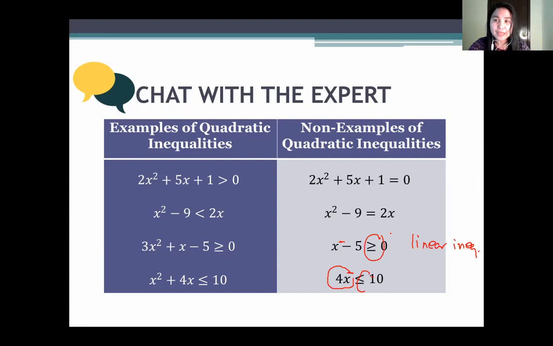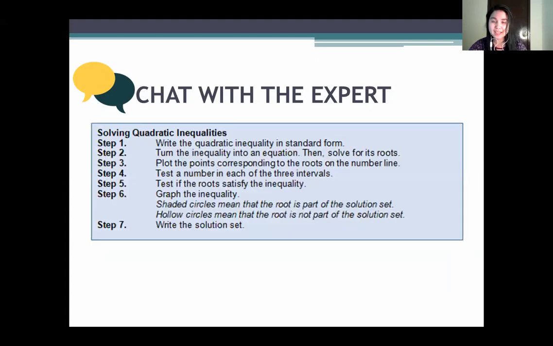Now, how do we solve quadratic inequalities? Here are some steps. It's a 7-step method. It's quite long. And in your quiz and in your activity, you need to do it step by step. I need to check it in every step. So, step number 1. In step number 1, we need to write it in standard form.